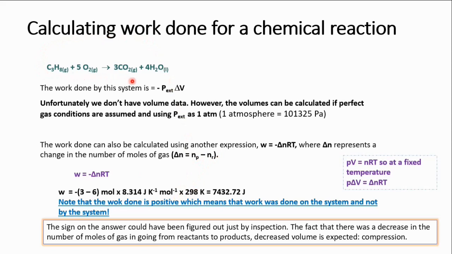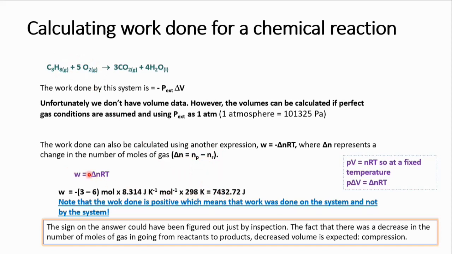If you look at this equation, what number of moles of gaseous products do you have? Gaseous products, don't forget that part. Well, you have 3 moles of carbon dioxide gas. And on the reactant side, you have 1 mole of propane, which is a gas, and 5 moles of oxygen. So that's a total of 6 moles of gas on the reactant side. To calculate delta n, it will be 3, which is the number of moles of gaseous products, minus 6, which is the total number of moles of gaseous reactants. So you'll have 3 minus 6 in order to get delta n.